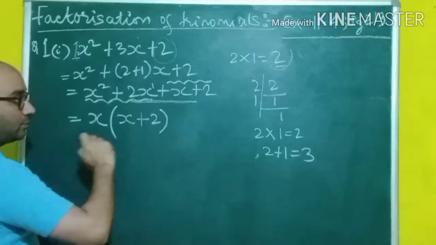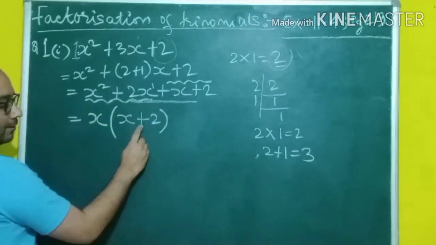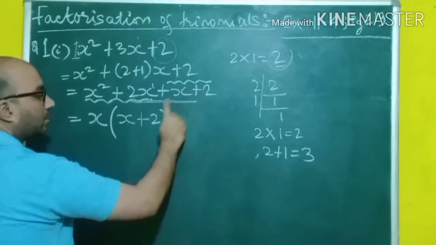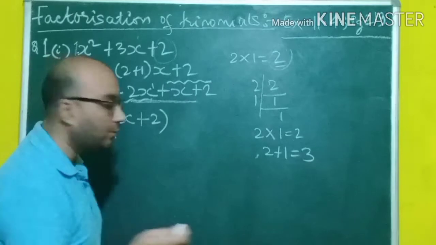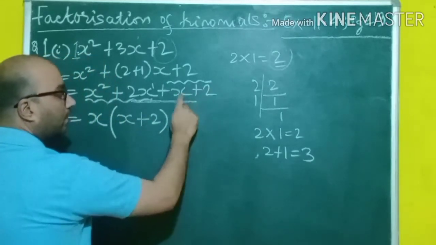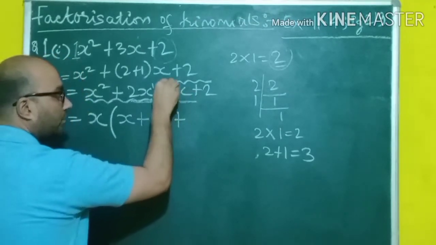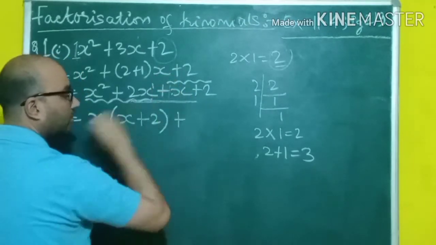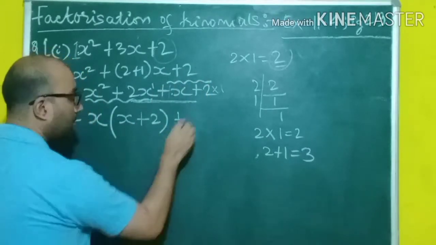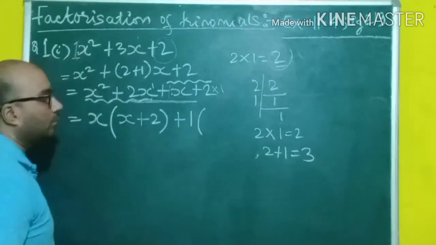Now we go to the second group. Out of these two, what is common? First of all, we have already done this. If the sign here is plus and the sign here is plus, if the sign is matching, we write a plus sign here. Now what is common here? Nothing is common here. If nothing is common, what is the coefficient of x? The coefficient of x is 1 and the 2 can be written as 2 into 1. If nothing is common, 1 will be common.